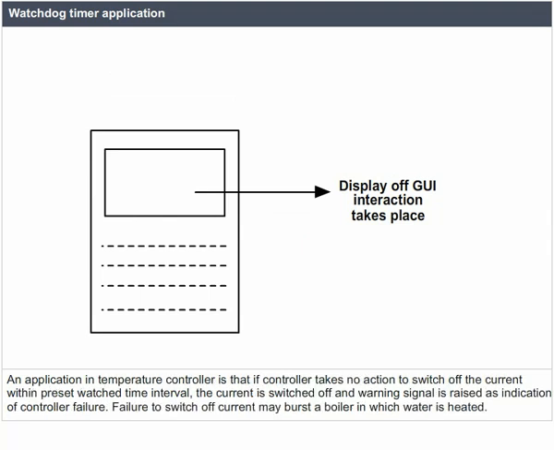An application in a temperature controller is that if the controller takes no action to switch off the current within a preset watch time interval, the current is switched off and a warning signal is raised as an indication of controller failure. Failure to switch off the current may burst a boiler in which water is heated.